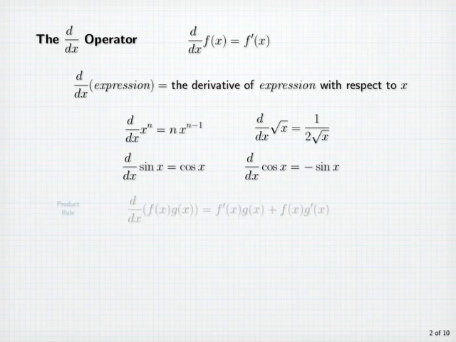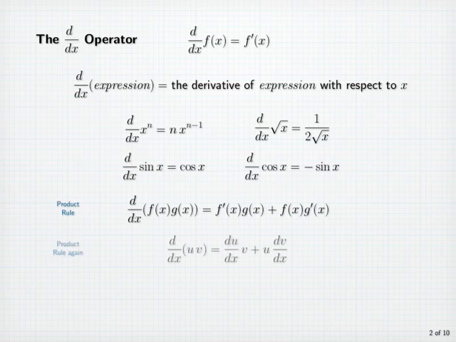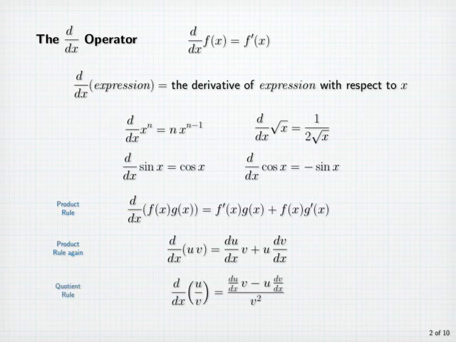The product rule, for instance, can be written this way. We could also write the product rule this way: the derivative with respect to x of u times v is du dx times v plus u times dv dx. And the quotient rule: the derivative with respect to x of u over v equals du dx times v minus u times dv dx all over v squared.